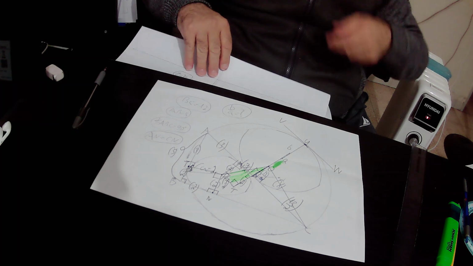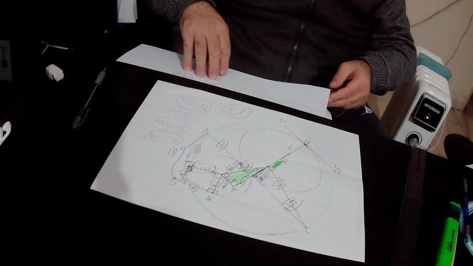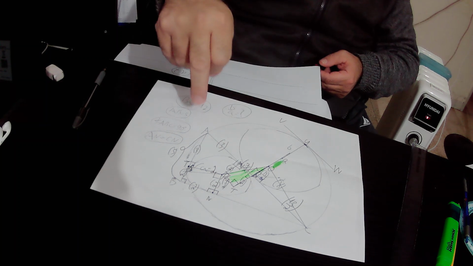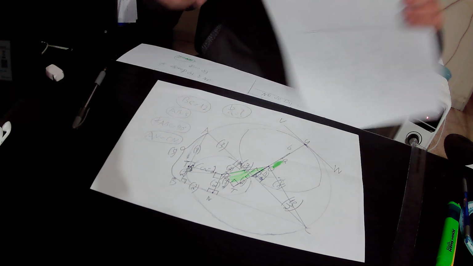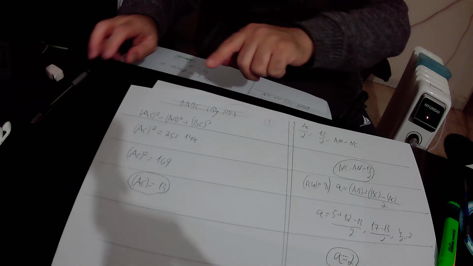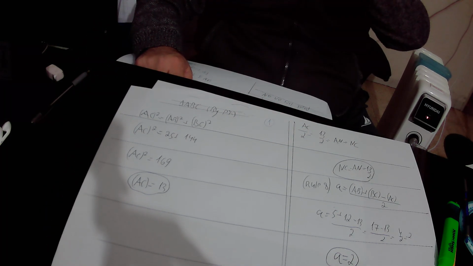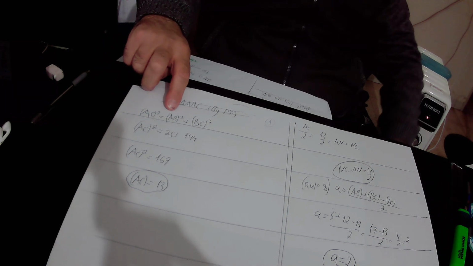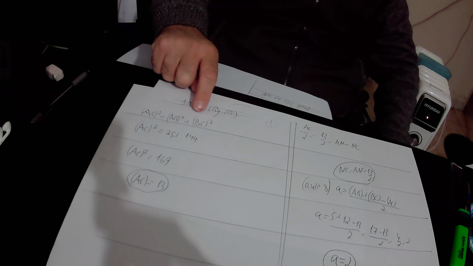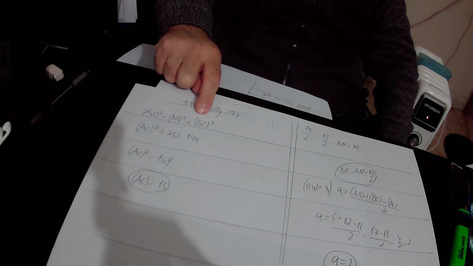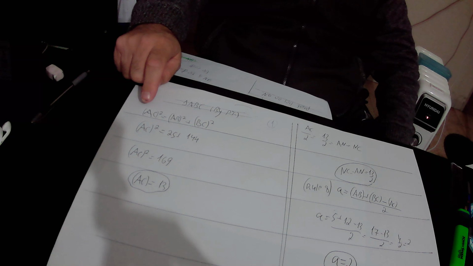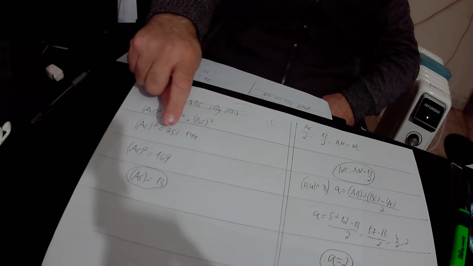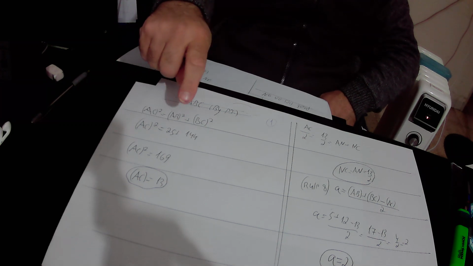So first of all, we implemented the Pythagoras theorem on the right triangle ABC. According to the Pythagoras theorem on the right triangle ABC, AC squared equals AB squared plus BC squared. So AC squared equals AB squared. AB is 5, therefore AB squared is 5 squared, that is 25, plus BC squared. BC is 12, therefore BC squared is 12 squared, that is 144. So we found out that AC squared equals 25 plus 144, which is 169.